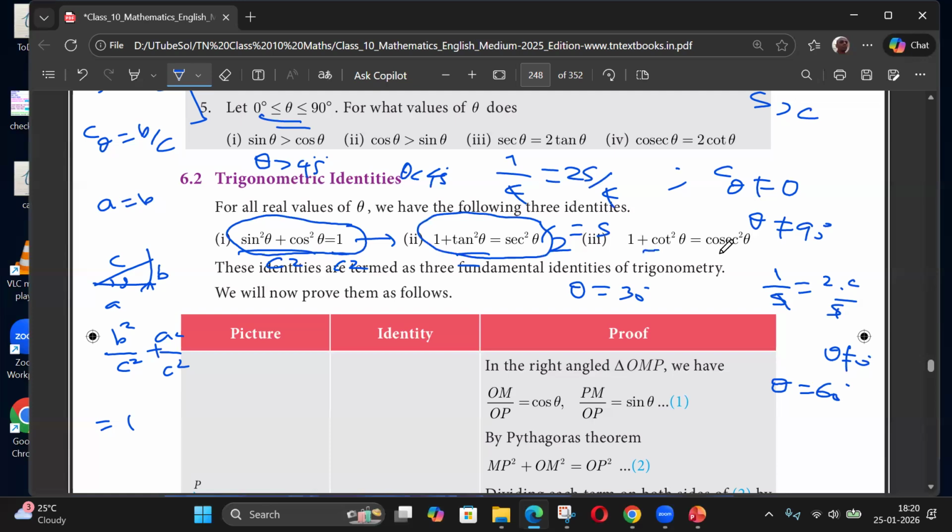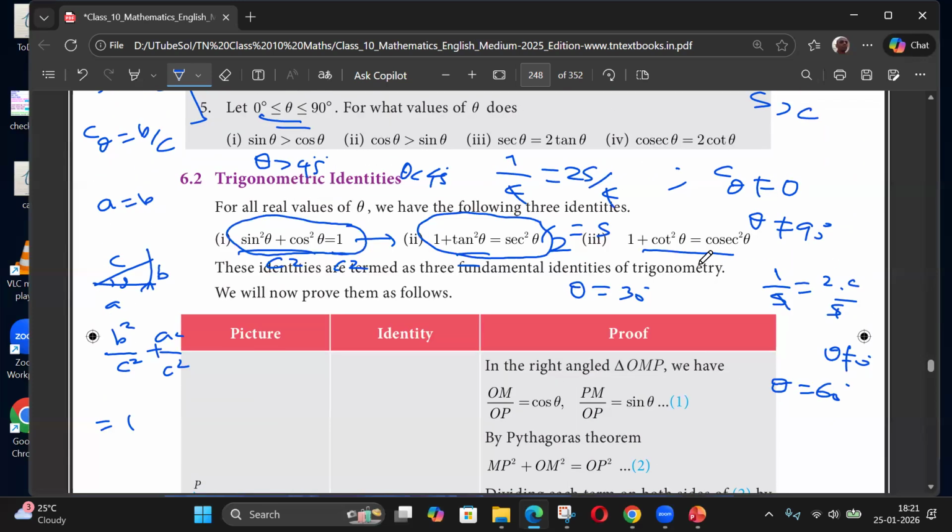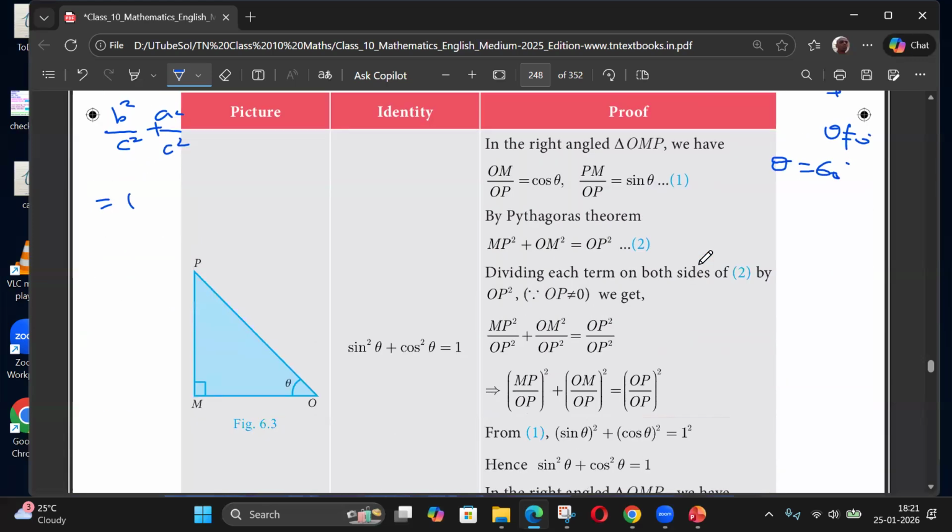How do you get this one? From this first one, divide by sine square. Sine square by sine square will give me 1, and then cos square by sine square will give me cot square, and 1 by sine square is cosecant square. So sine square plus cos square is 1, and then 1 plus tan square is secant square, and 1 plus cot square is cosecant square.